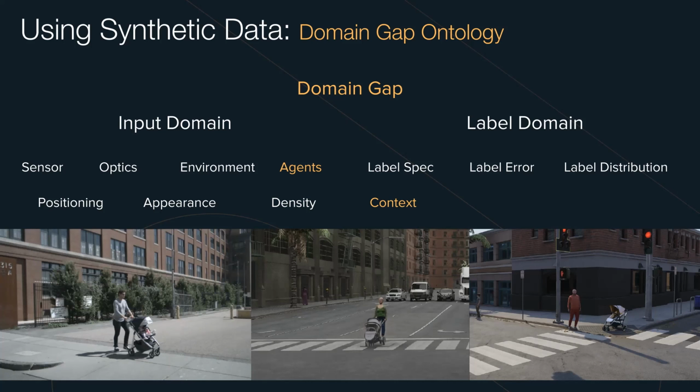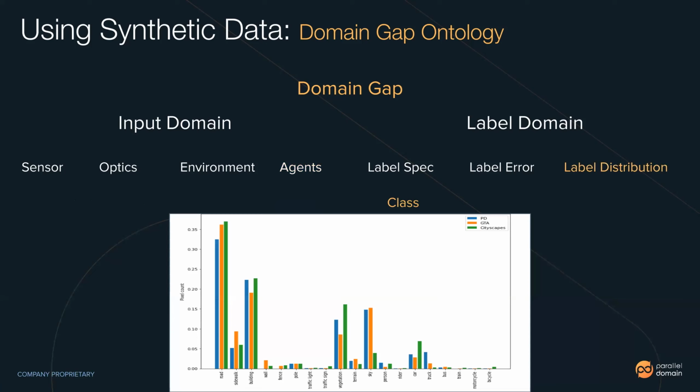So this kind of leads to the next part. We're going to skip the first two, label spec and label error domain gaps, since we're going to do a whole thing on this on its own. It's a huge topic itself. But label distribution is quite an important one when we think about designing data sets. And you can break this down into sub gaps between the tasks that you care about, for class.